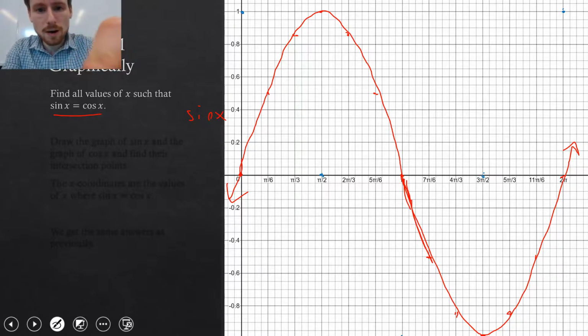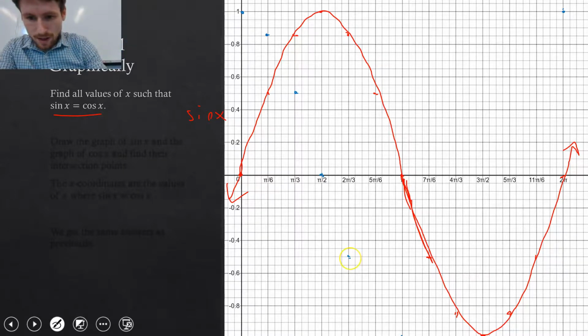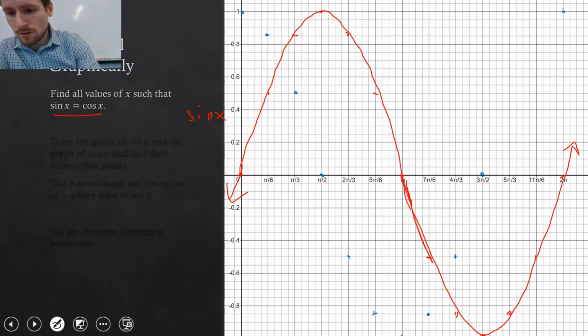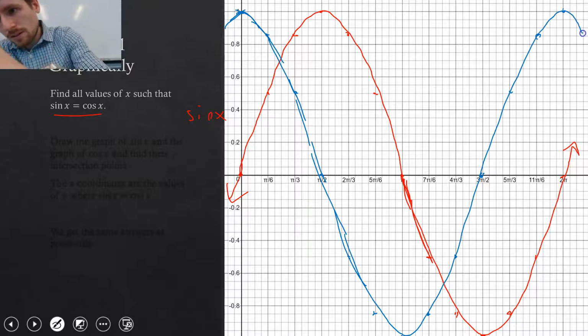Pi over 6, it's about 0.866. Pi over 3, it's exactly a half. 2 pi over 3, it's negative 1/2. And then 5 pi over 6, it's negative 0.866. Right there. 7 pi over 6, negative 0.866. 4 pi over 3, negative 0.5. 3 pi over 2, it's 0. 5 pi over 3, positive 0.5. 11 pi over 6, like this.